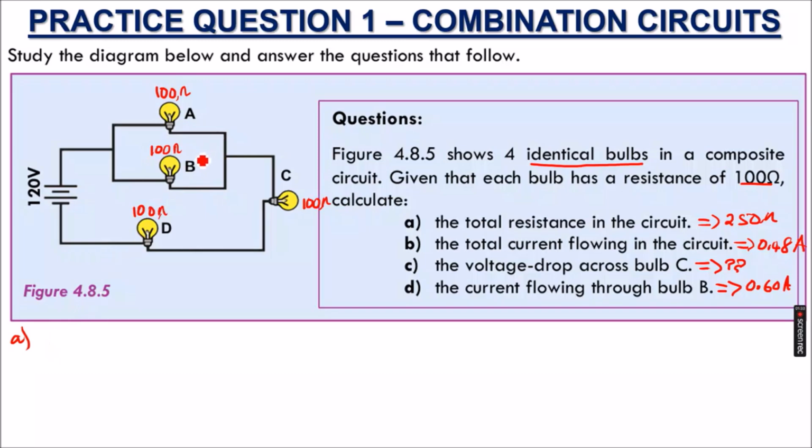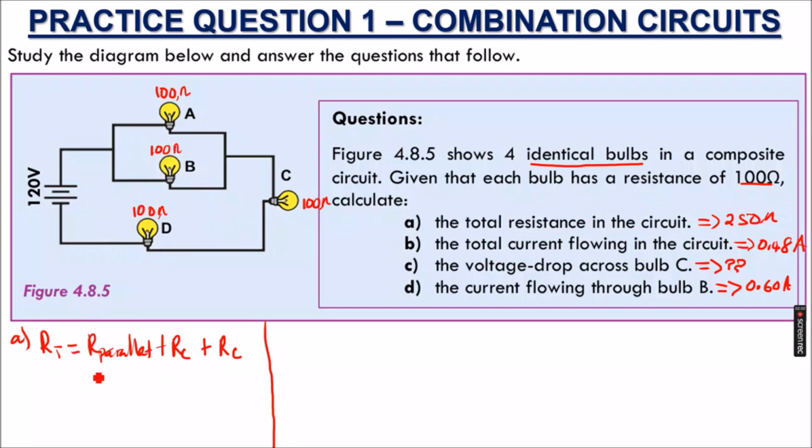This is a combination circuit. A and B are in parallel. A and B as a parallel system is in series with C and D. So the total resistance is equal to the resistance of the parallel plus resistance of C plus resistance of D. These in parallel, we combine them, we form one resistor which is in series with C and D.